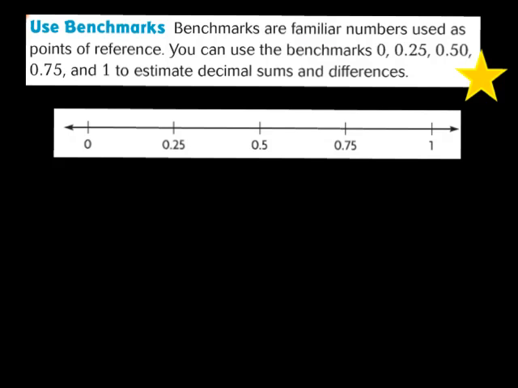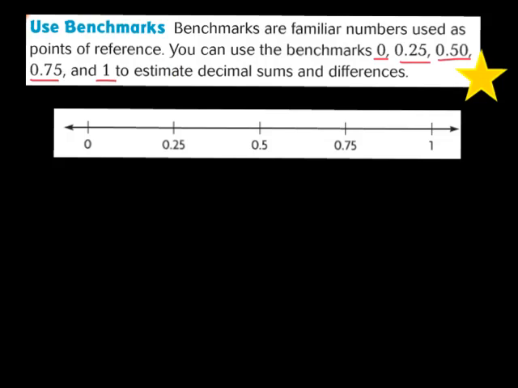Now, before we begin the next section in our lesson, I want to talk to you about what are called benchmarks. Benchmarks are familiar numbers used as points of reference. You can use the benchmarks 0, 25 hundredths, 50 hundredths, 75 hundredths, and 1 to estimate decimal sums and differences.